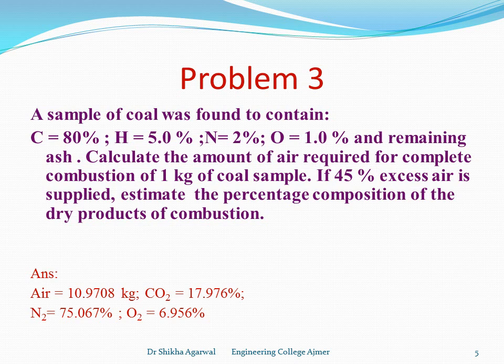Now next problem: a sample of coal was found to contain carbon 80%, hydrogen 5%, nitrogen 2% and oxygen 1% and remaining ash. Calculate the amount of air required for the complete combustion of 1 kg of coal. If 45% excess air is supplied, estimate the percentage composition of dry products of combustion. Once again, I have given you the answers at the bottom for your reference.